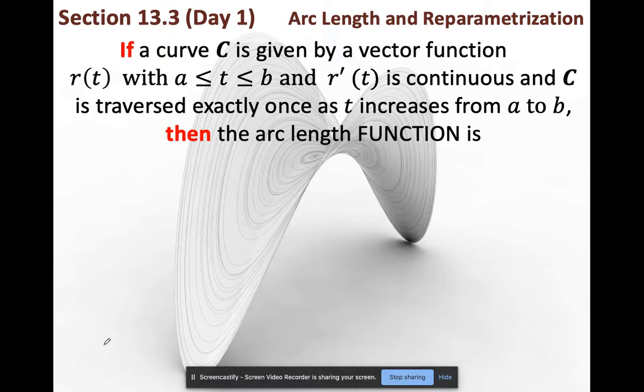Now, I do want to remind you about something up here. If I have a curve C defined by a vector function, I can often represent that function multiple ways. For instance, let's pretend I had some function r of t, and I called it t squared, and t cubed.